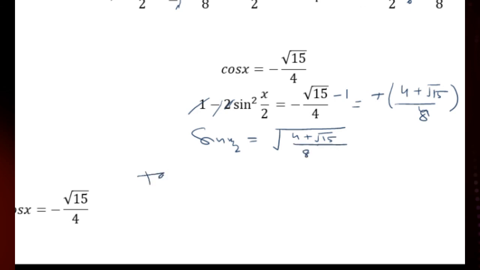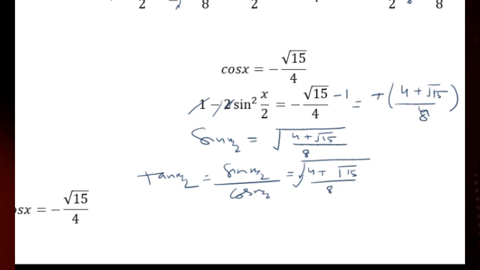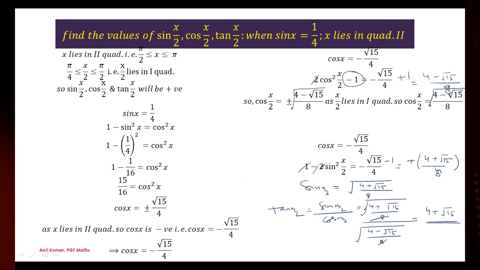And to get the value of tan x by 2, what will we do? We will divide sin x by 2 by cos x by 2. What is sin x by 2? Root of 4 plus root 15 by 8, divided by root of 4 minus root 15 by 8. So 8 and 8 cancel, root inside root, and that will be our answer, which can be rationalized later. If you want to rationalize, you can, and the final answer will become 4 plus root 15.